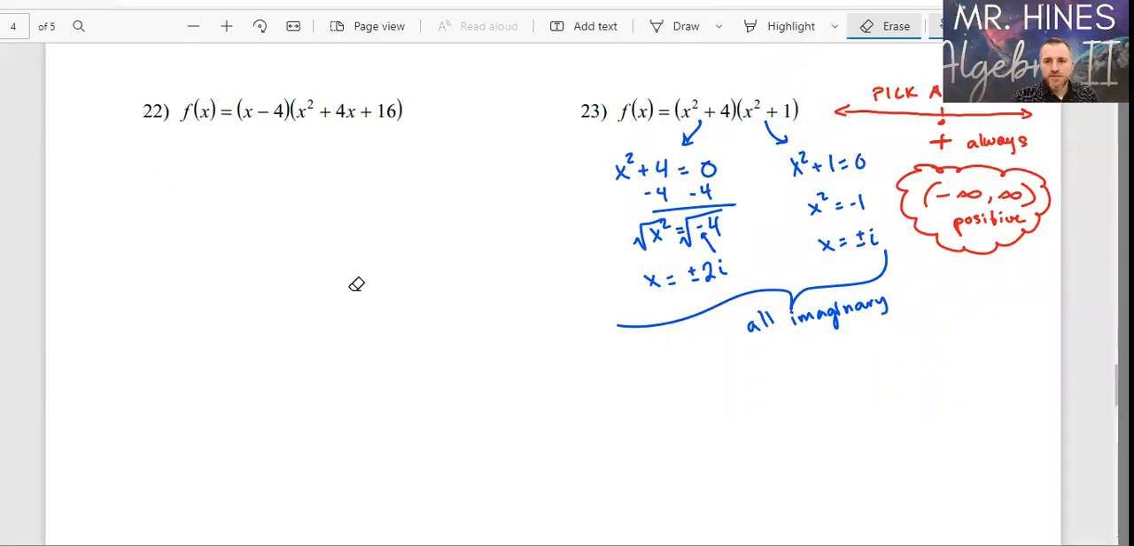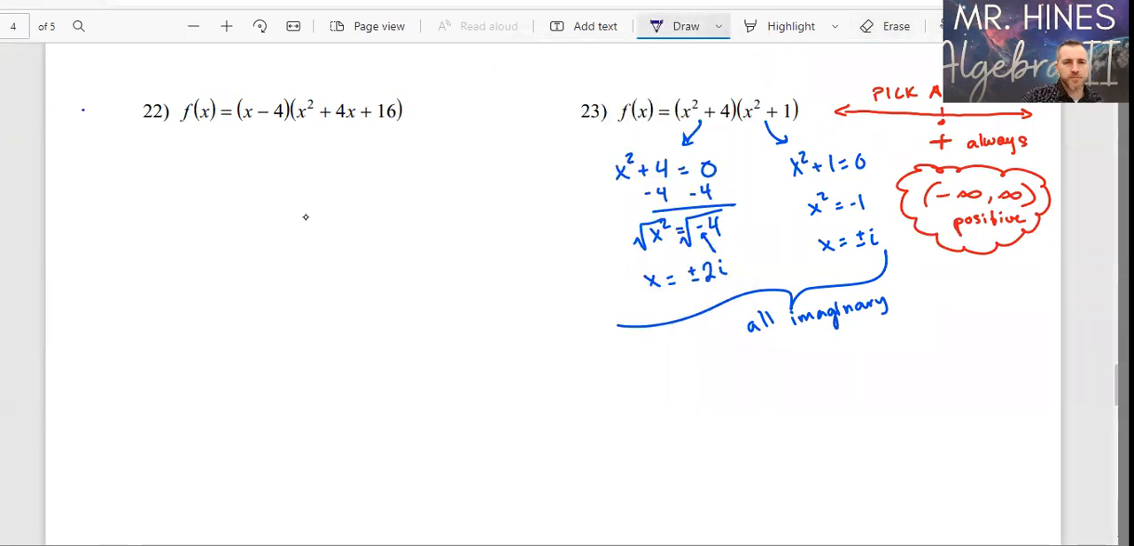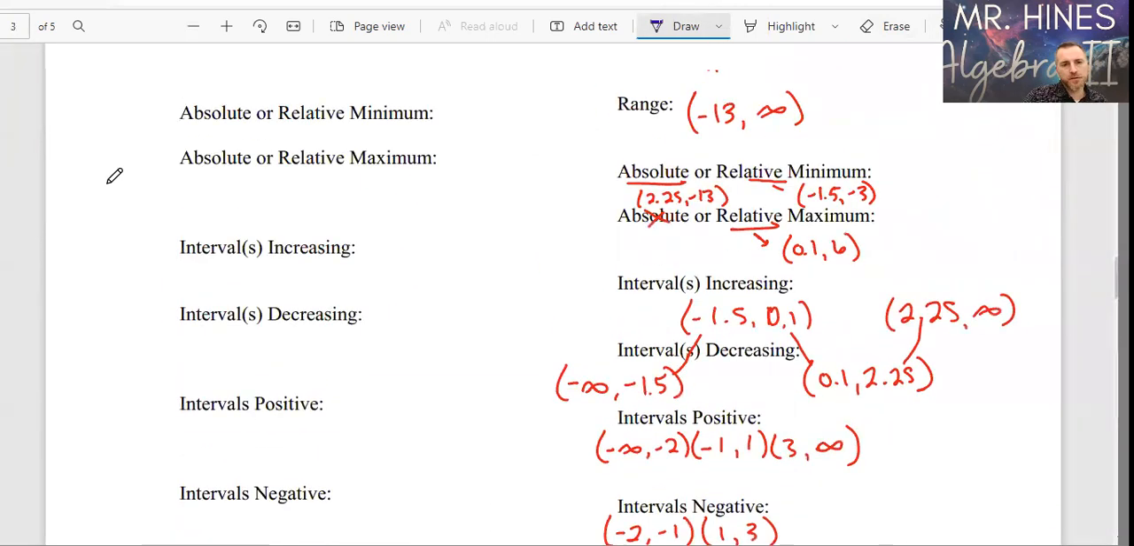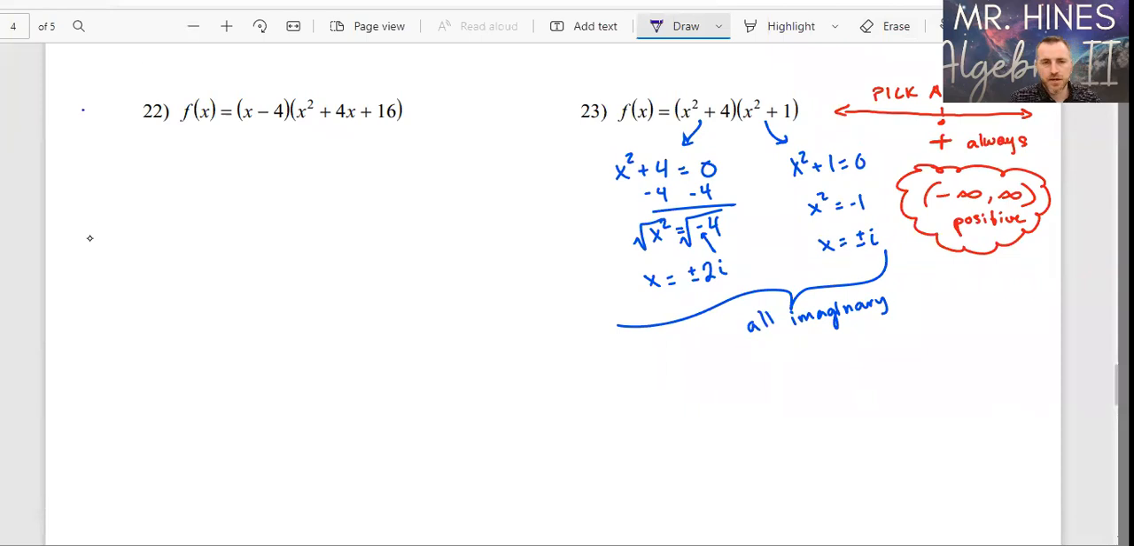The last thing I want to do in this video is go through two of the problems from the last page. Let's look at number 22 and let's look at number 18. Okay, we'll do 22 first, it's quick, and then we'll talk characteristics on number 18.